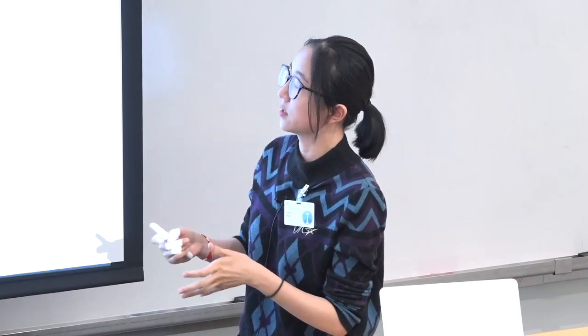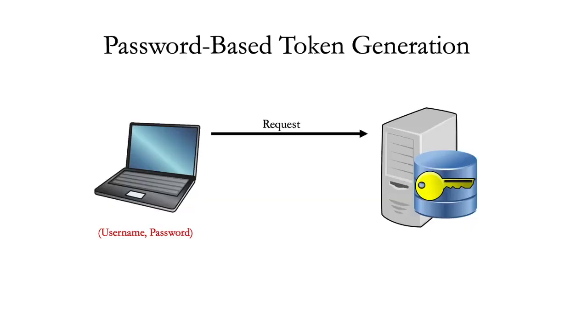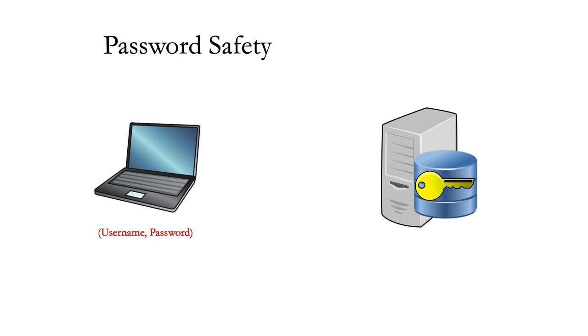So in a password-based authentication system, there are two parties: a server holding a secret key and a user using its username and password to request a token. And then the server verifies whether the password is correct, and then generates the token. And now, if the server is corrupted, then there are two issues. First, the secret key is leaked, and then the password is also somehow leaked. So password safety is an issue in a lot of password-based authentication schemes, and the issue arises as follows.